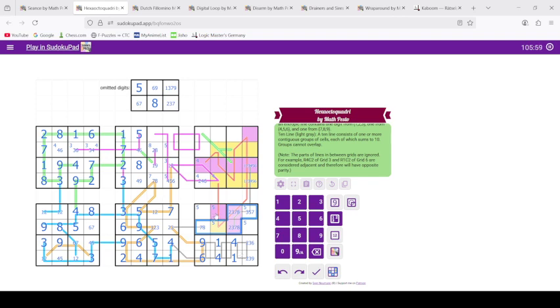3 is one of those cells. And 6, 9 is the other. So that's the 3. And those are 6, 9. Of course, with that being a 6 and that being a 9.